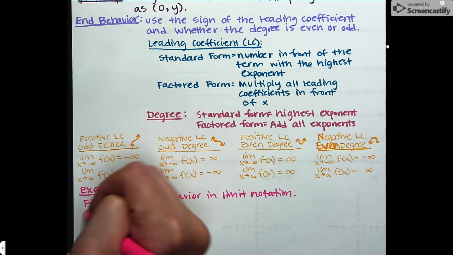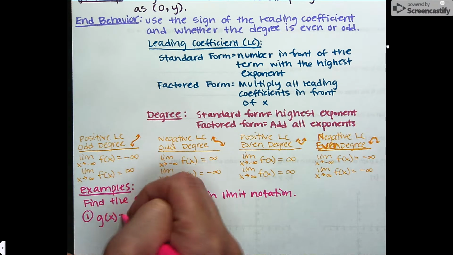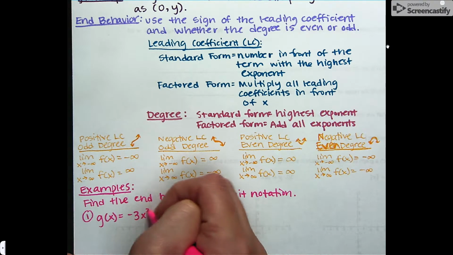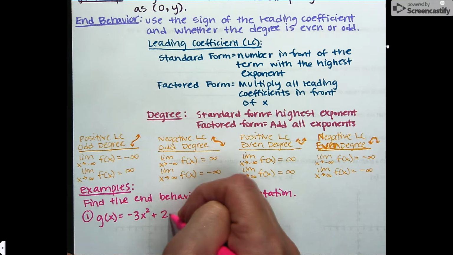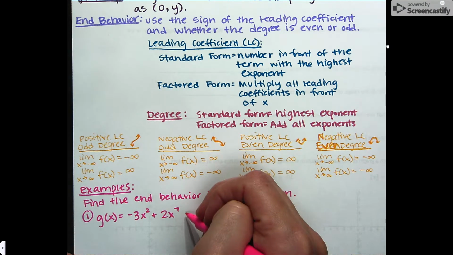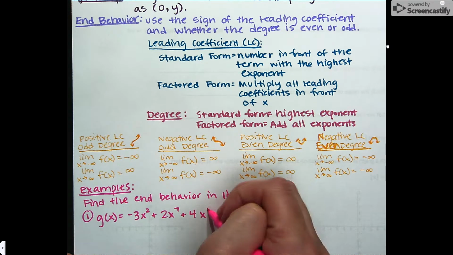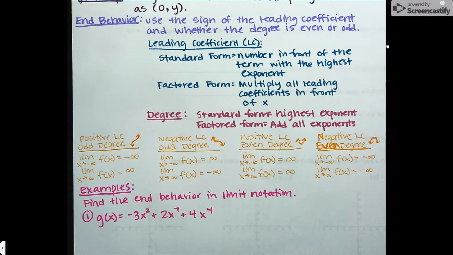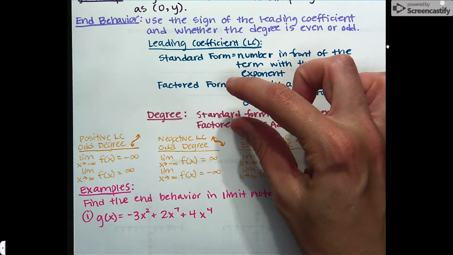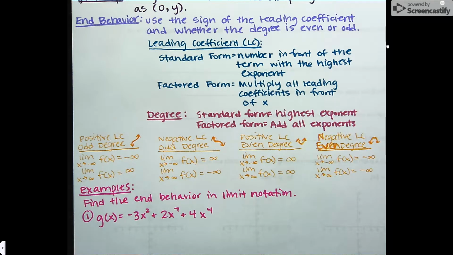So the first one, let's do g of x is equal to negative 3x squared plus 2x to the 7th plus 4x to the 4th. So the first thing I want you asking yourself when you look at this is, is this in factored or standard form? Because based off if it's in standard form or factored form, it's going to change how you find your leading coefficient and your degree, which are the two things you have to know to find the end behavior.